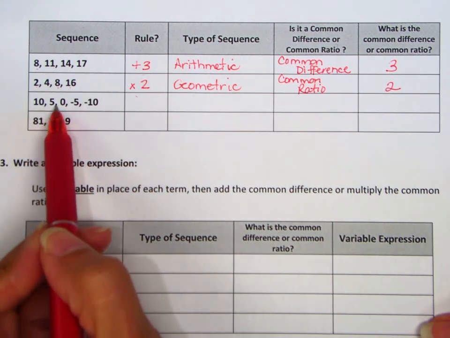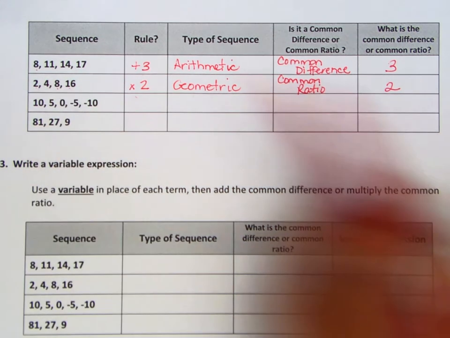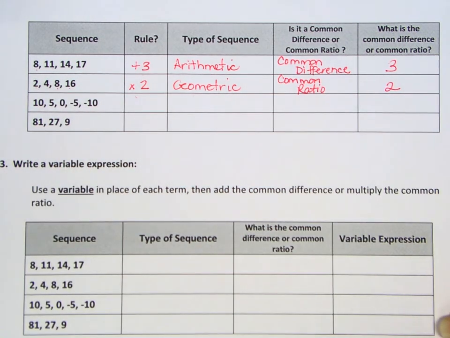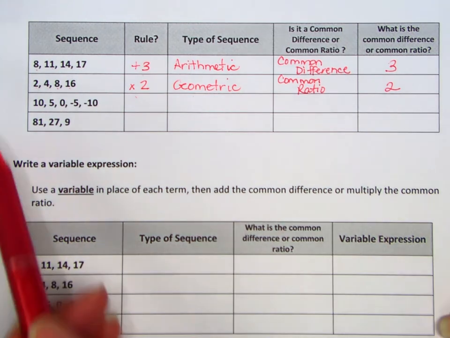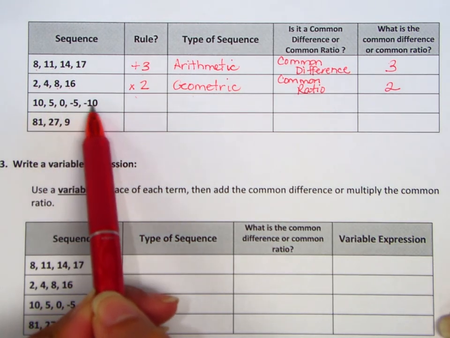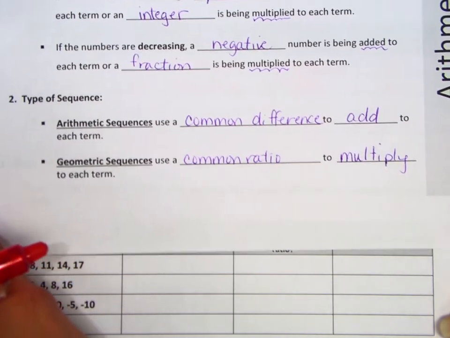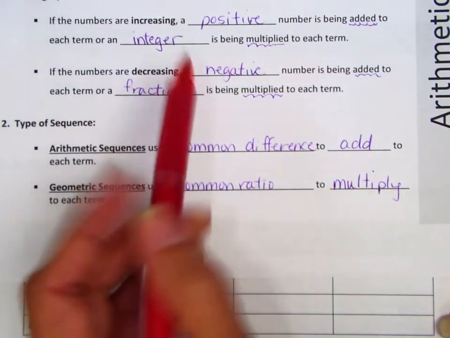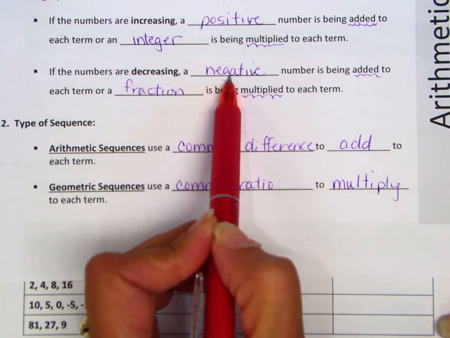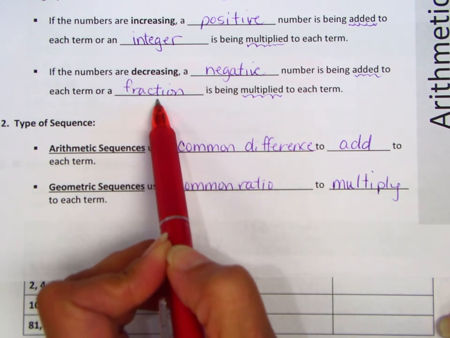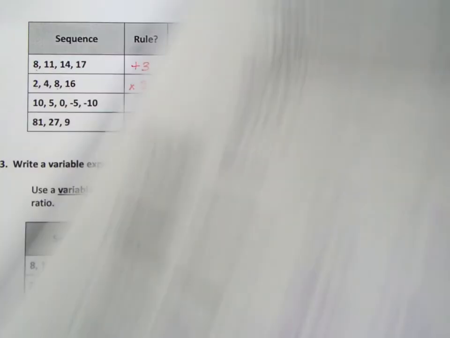Now we have 10, 5, 0, -5, -10. I look at that and I realize that those numbers are decreasing. 10 to 0, 0 to -10, we're going down on the number line. So if it's decreasing, remember from the other set of notes from the first page, if it is decreasing, we are going to add a negative number or we're going to have a fraction, depending on whether it's an arithmetic or geometric sequence.